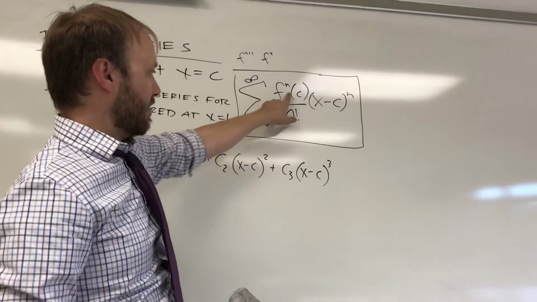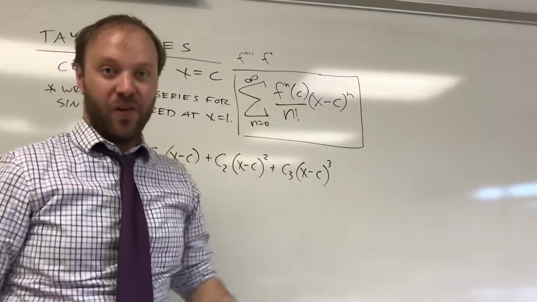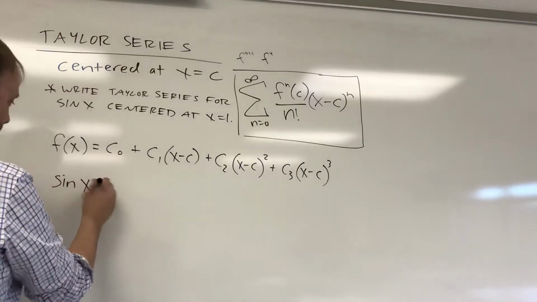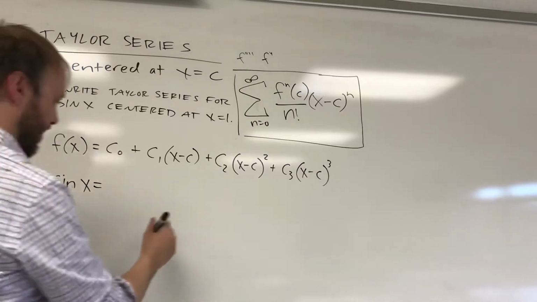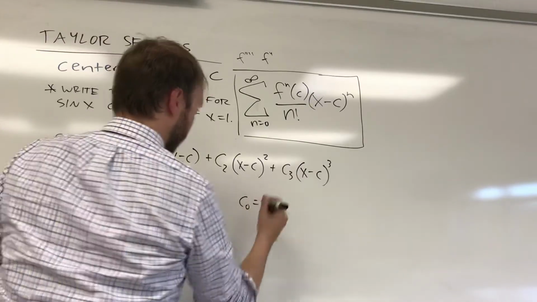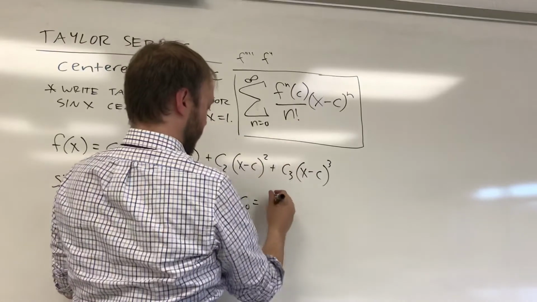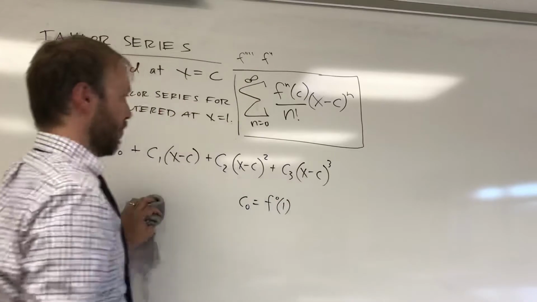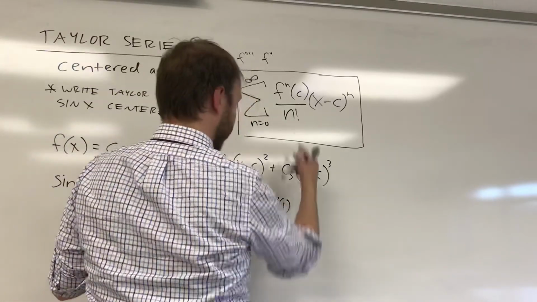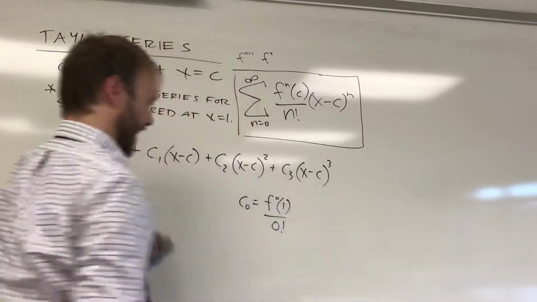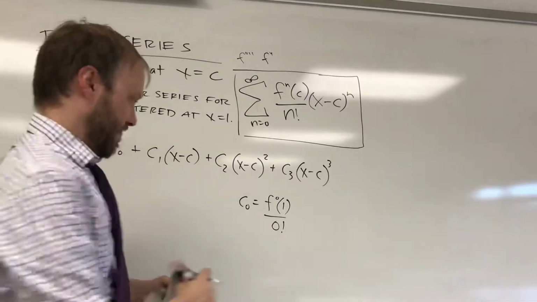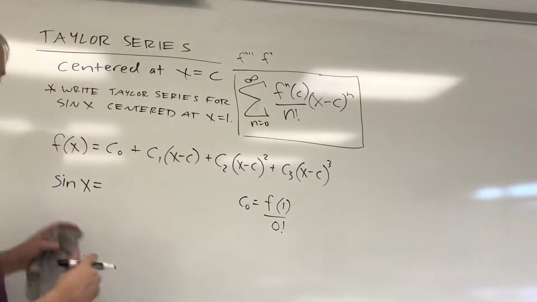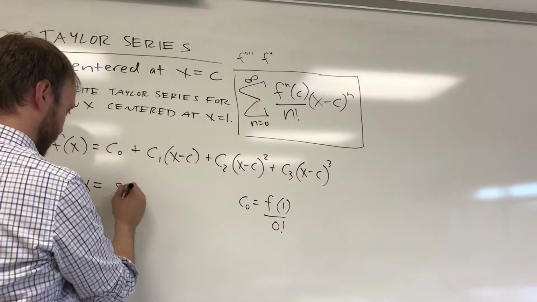It's always the nth derivative at our center divided by n factorial. We can crank that out very quickly. Okay, so for the sine function here, let's try this. So c sub 0 would be the 0th derivative at 1, in other words, sine of 1, divided by n factorial, which is going to be 0 factorial. Well, the 0th derivative is just the functional value at 1. So I'm going to take the functional value at 1. The functional value at 1 is just sine of 1.